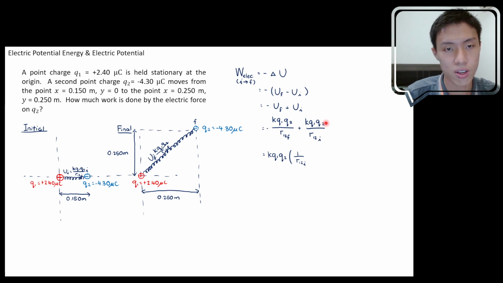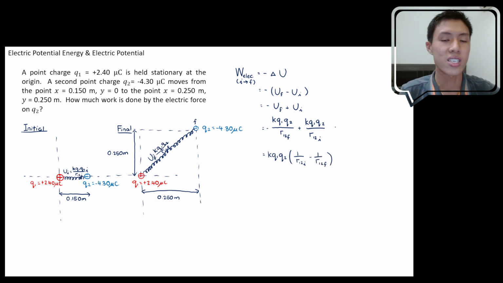This one is negative, so I bring it to the back. So this will be minus R12 final. Okay, so just factorizing out the Q1 and Q2 together with the electrostatic constant. Then after that, what's left here is just a distance inverse being inverse. Okay, so now we are left with substitution, nothing too complicated.